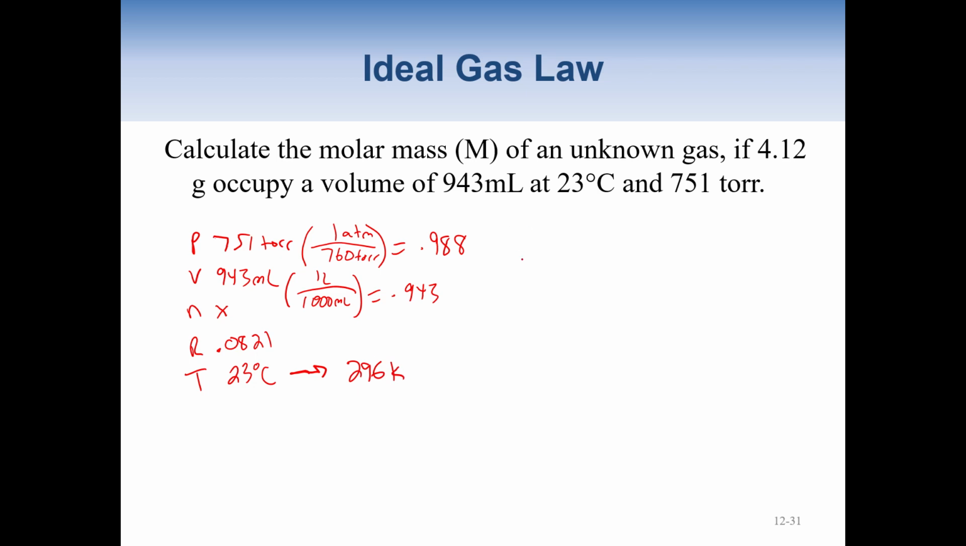So we plug this in, 0.988 for P, V is 0.943, equals n R, 0.0821, T, 296, and we're going to solve for X. And X, we get 0.0383 moles.